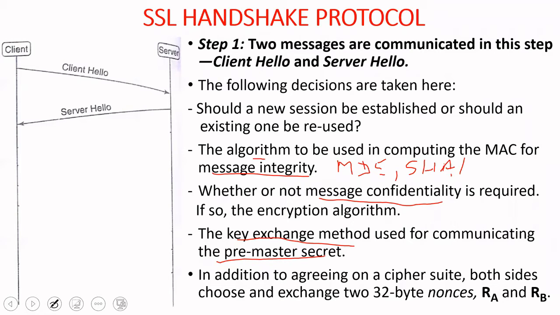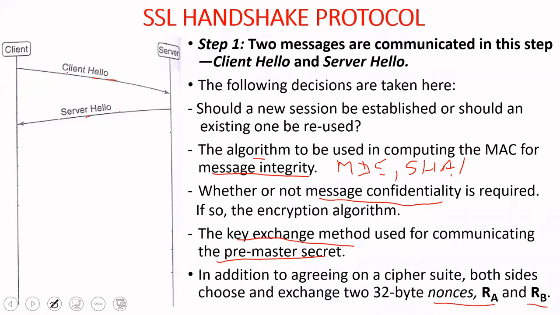In addition to this, in the client hello message, it will also send a nonce RA. This is to ensure the freshness of the message. So the server will reply to this nonce RA in the server hello message, and also it will generate another 32-byte nonce RB, to ensure again the freshness of the message from the server to the client. So this is what happens in step 1.